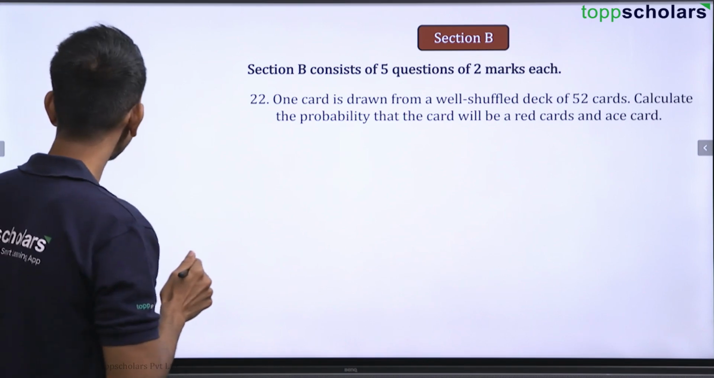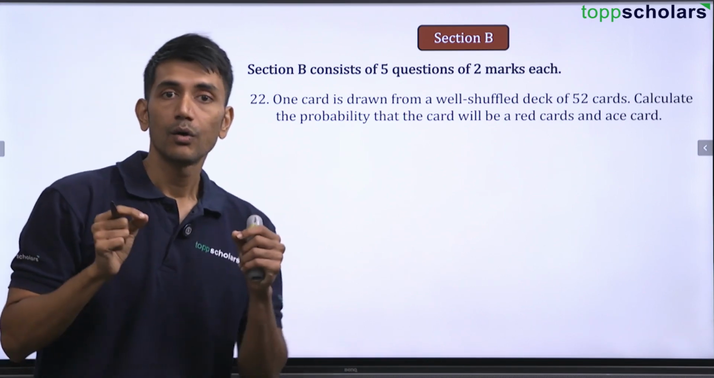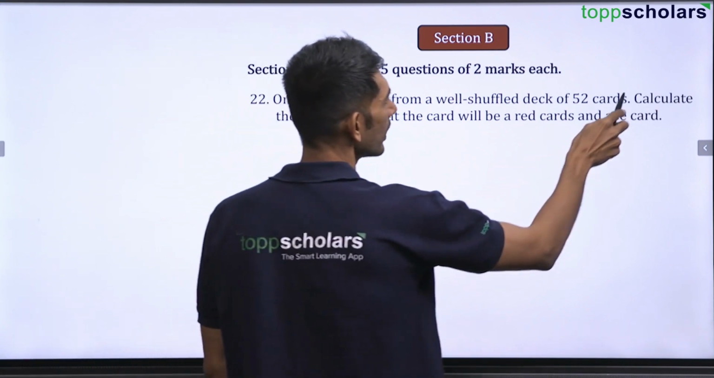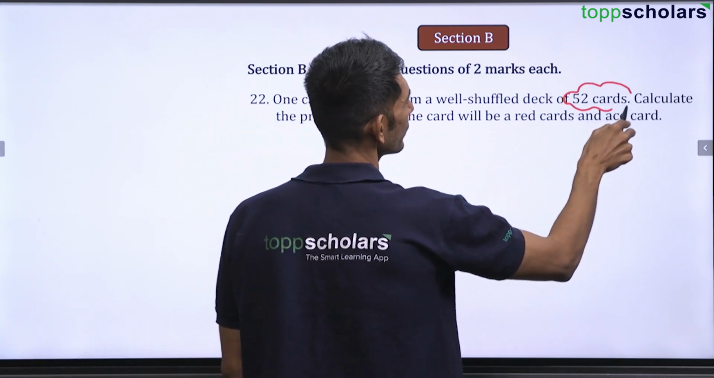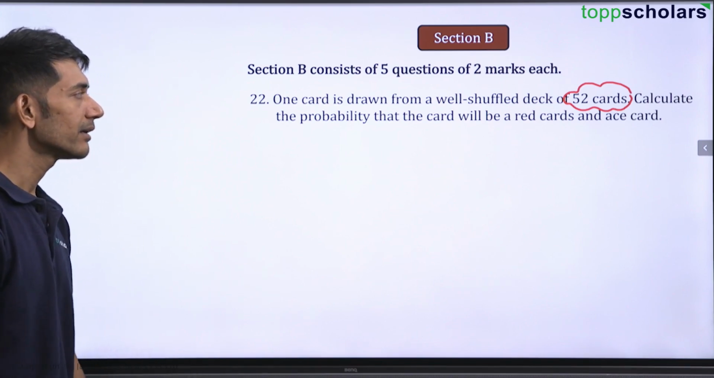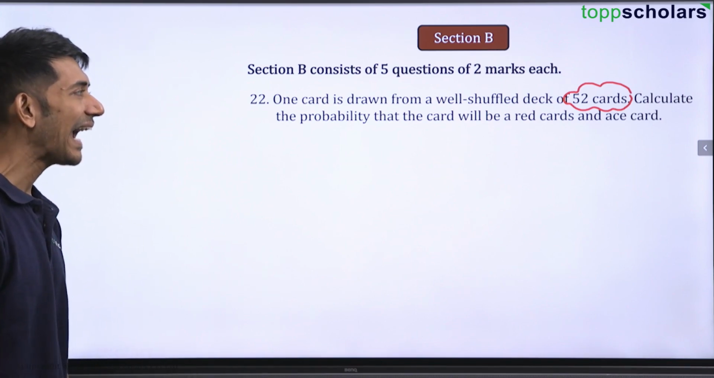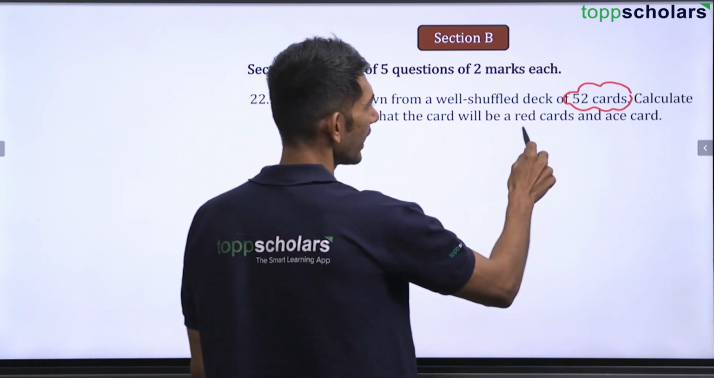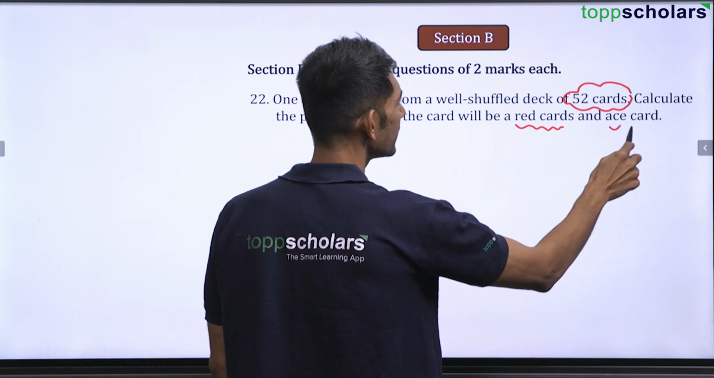The next question is of probability. It says, one card is drawn from a well shuffled deck of 52 cards. Obviously there are 52 cards. Calculate the probability that the card will be a red card and ace card. Red card also and ace card also. Slightly tricky question.